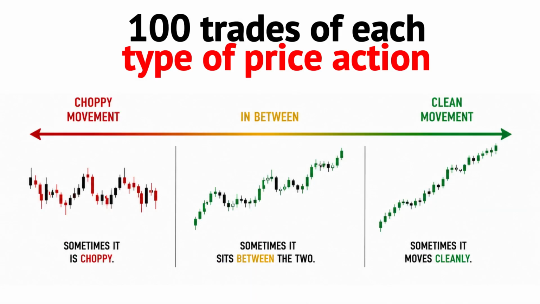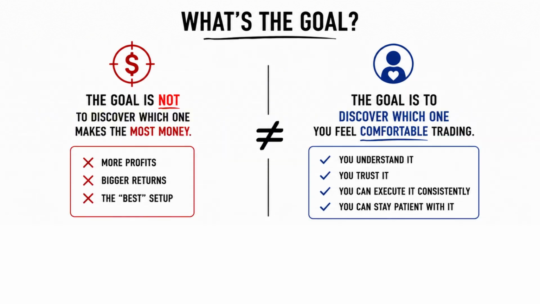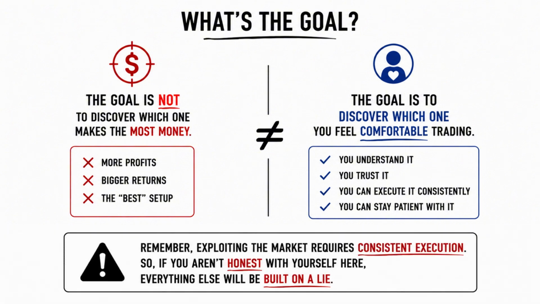Take 100 trades of each: direction, consolidation, directional consolidation. The goal is not to discover which one makes the most money. The goal is to discover which one you feel comfortable trading. You need to remember that exploiting the market requires consistent execution. So if you're not honest with yourself here, everything else will be built on a lie.